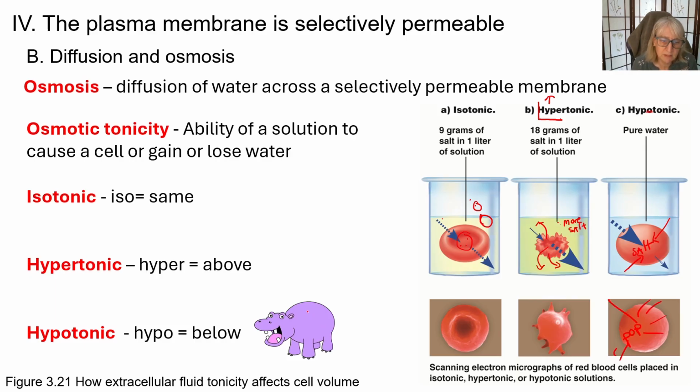I always remember this because hippos are really, really round and fat, and they're floating in fresh water. And it's because water is always pouring into hippos, and it's hypotonic. Not really true, but that's what the hippos look like to me. I heard they're actually all muscle.